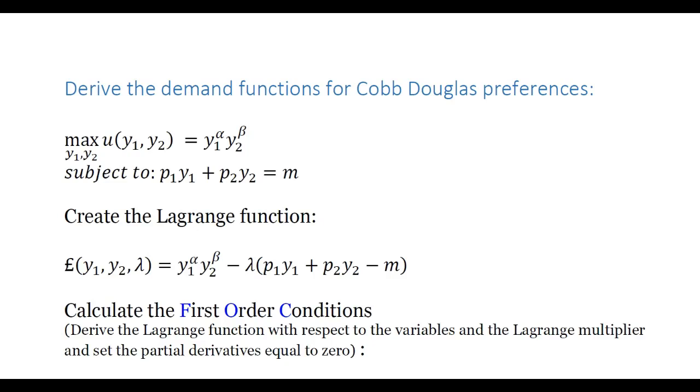To derive the demand function for a consumer who says that she has Cobb-Douglas preferences, we set up a maximization problem, and I prefer to use the Lagrange method. So we have a problem that is maximizing the utility as a function of the two goods. In this case, the Cobb-Douglas function, y1 raised to alpha times y2 raised to beta, and we're going to maximize this with respect to both of those two goods.